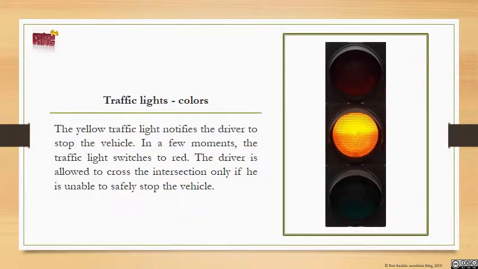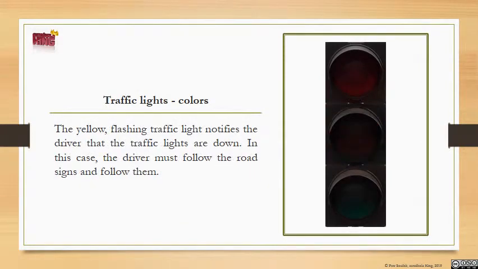The yellow traffic light notifies the driver to stop the vehicle. In a few moments, the traffic light switches to red. The driver is allowed to cross the intersection only if he is unable to safely stop the vehicle. The yellow, flashing traffic light notifies the driver that the traffic lights are down. In this case, the driver must follow the road signs.